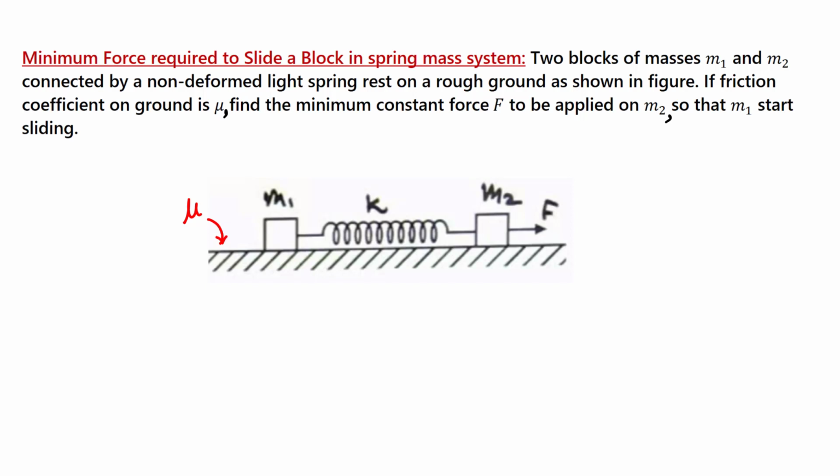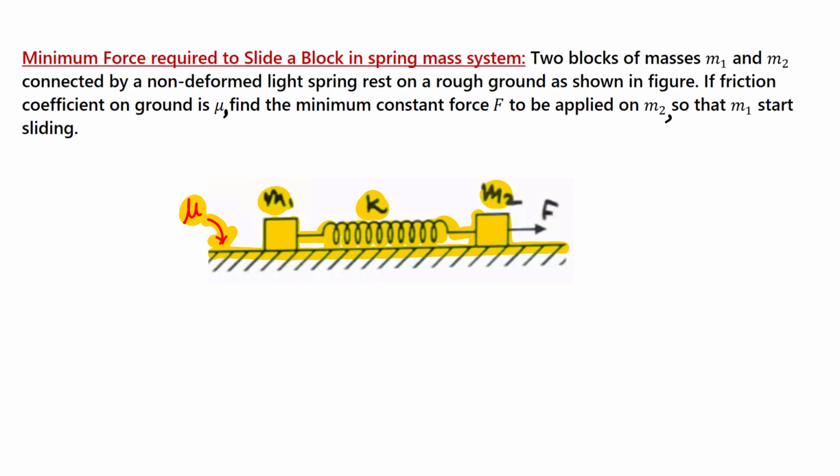So this problem is about the minimum force required to slide a block in a spring mass system. What we have here is a block of mass m1 and another block of mass m2, and these two blocks are attached by a spring and placed on a surface. The surface is not smooth, it has some friction coefficient, and the friction coefficient is given. And the masses are also given, m1 and m2.